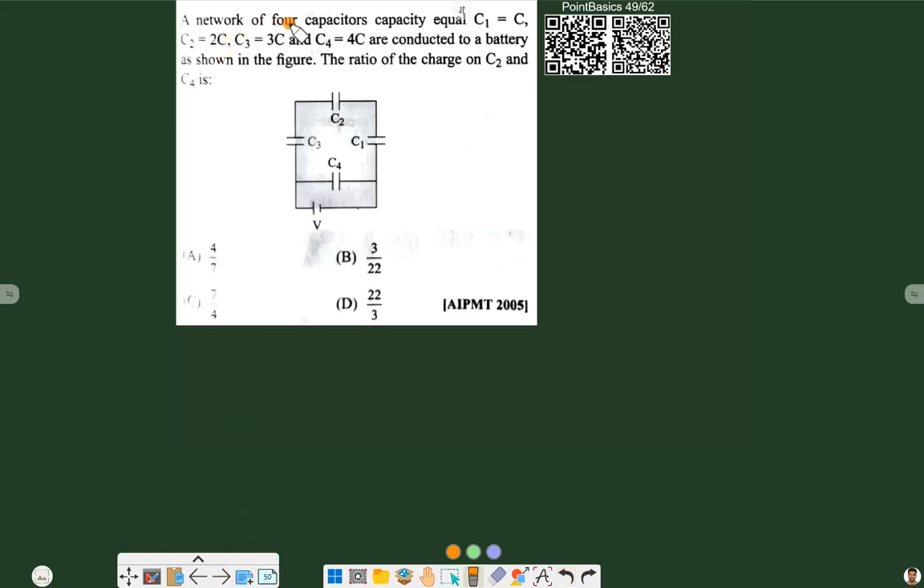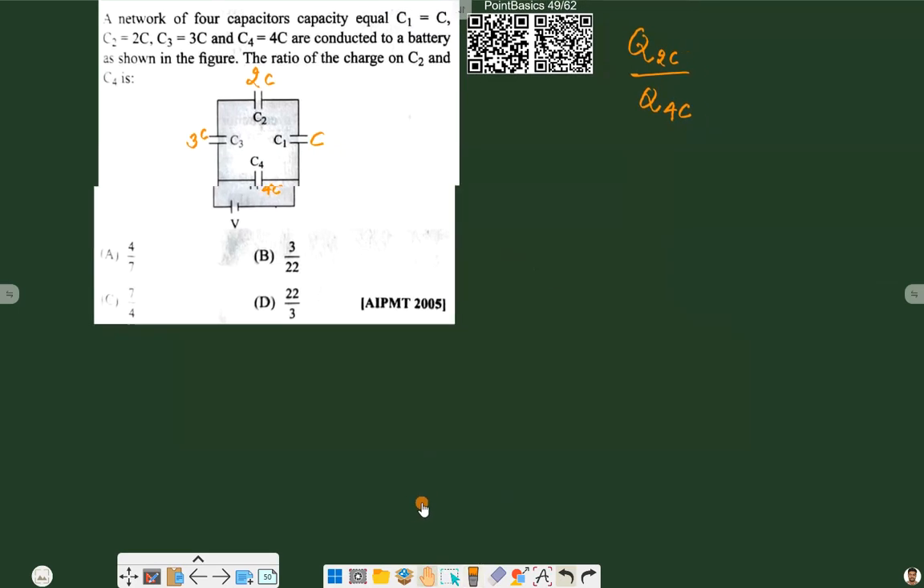A network of 4 capacitors of capacity C1 is equal to C. This is C. C2 is 2C. C3 is 3C. And C4 is 4C. Connected to a battery as shown in the figure. The ratio of charges on C2 and C4. So we have to find the ratio of charge, or we can say Q of 2C by Q of 4C.